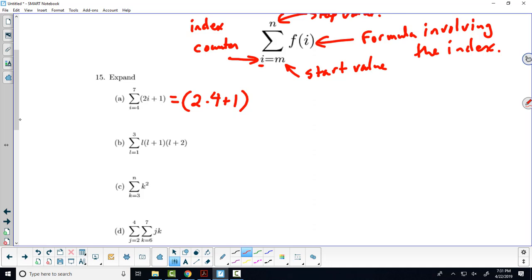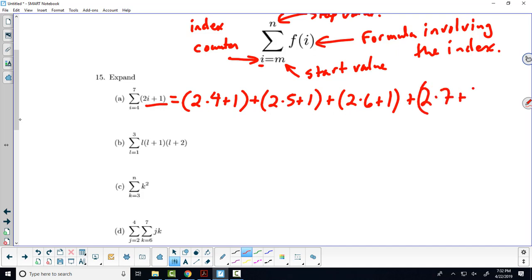Then we put the plus sign that the summation represents, and we move our counter value up 1. So now who is I going to play the role of? 5. So this next one is 2 times 5 plus 1. We've written out the entire formula with I playing the part of 5. We add 1 to our counter, and we repeat. When do I stop this? When I becomes 7. So here's the last entry.